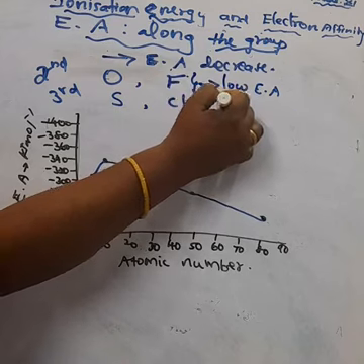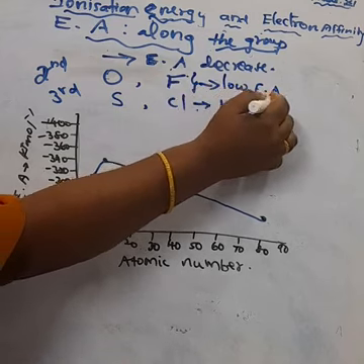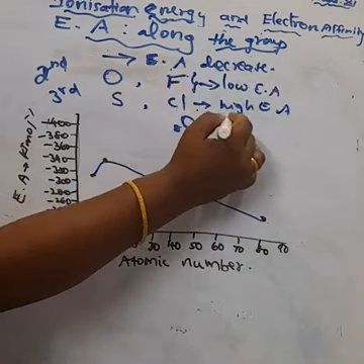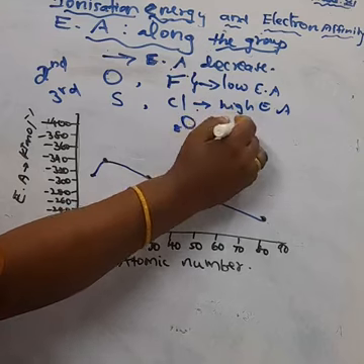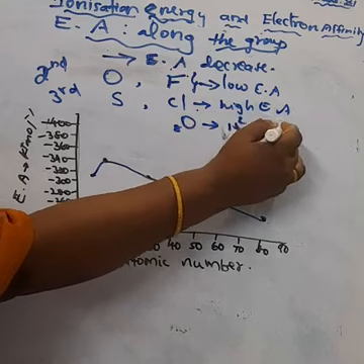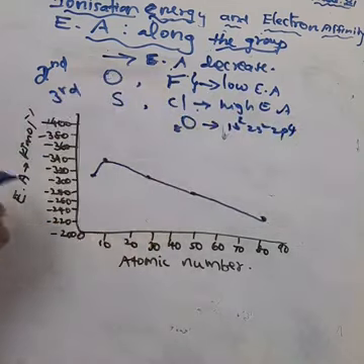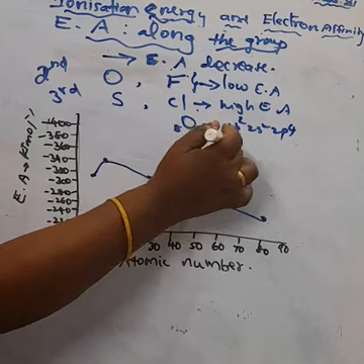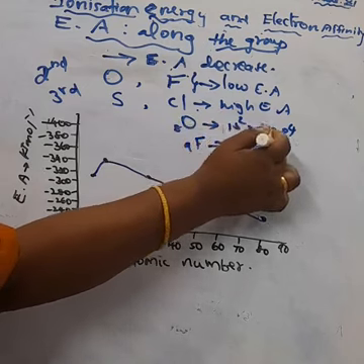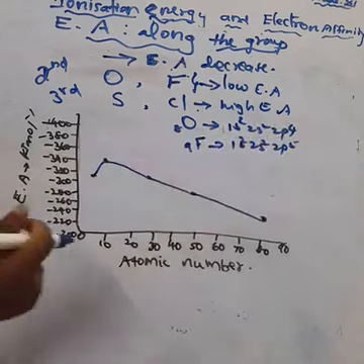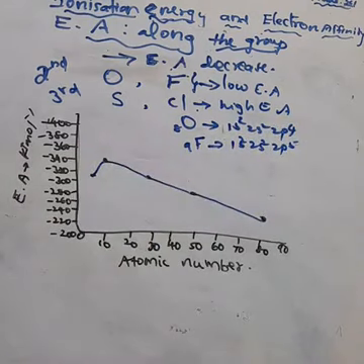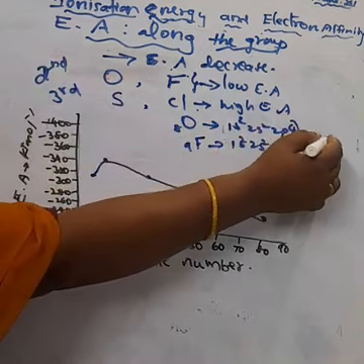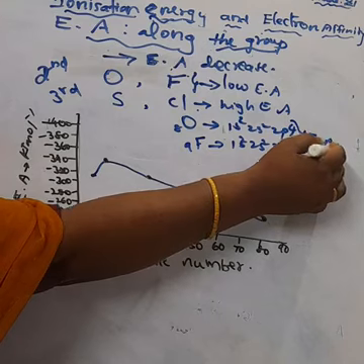This is because oxygen and fluorine have 2p electrons. The oxygen atom needs 2 electrons to get the stable electronic configuration, so it easily adds the 2 electrons, and the electron affinity value will be low. In the case of fluorine, atomic number 9, 1s2, 2s2, 2p5, only one electron is needed to complete its stable configuration, so it easily accepts the electron. So the electron affinity will be very low when compared with chlorine.